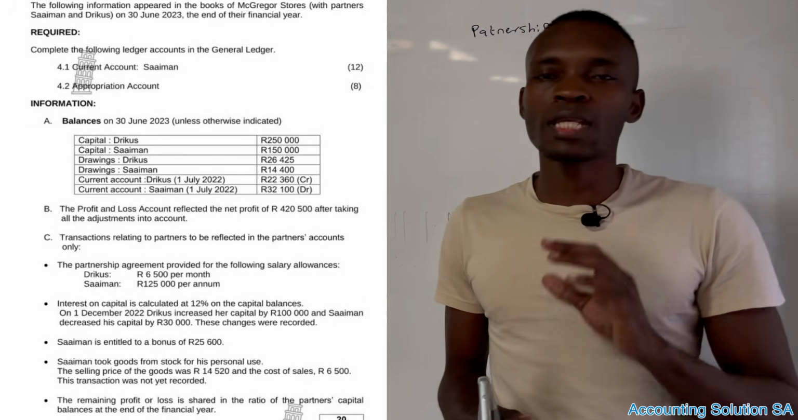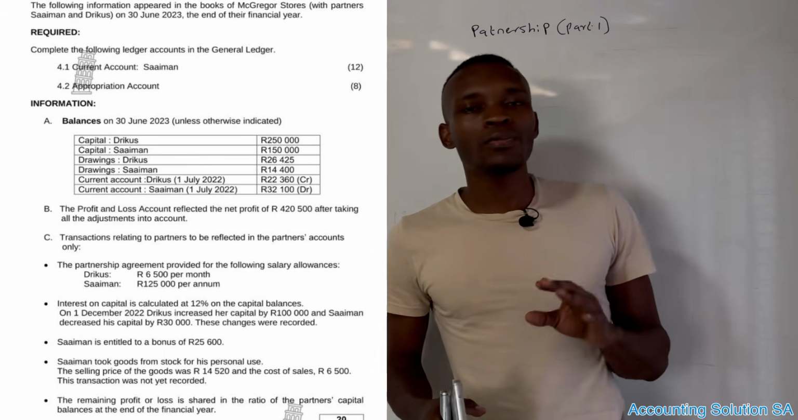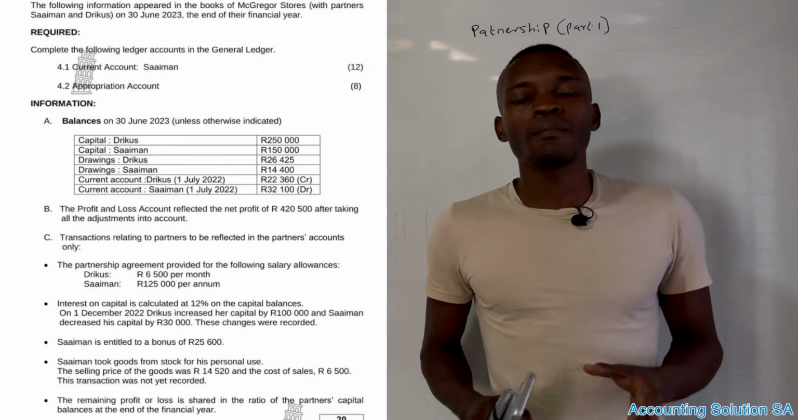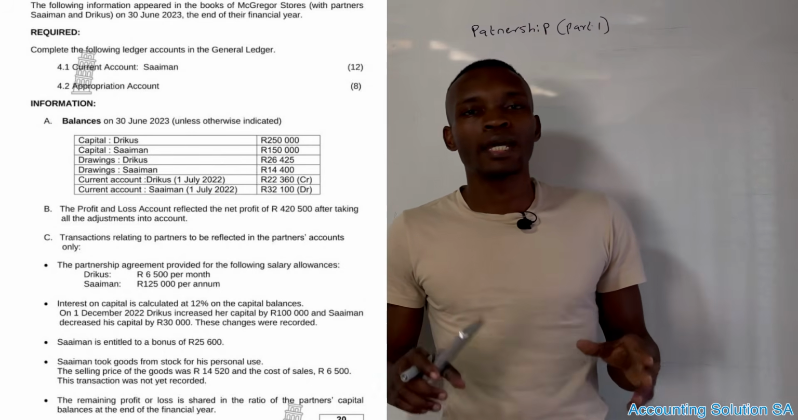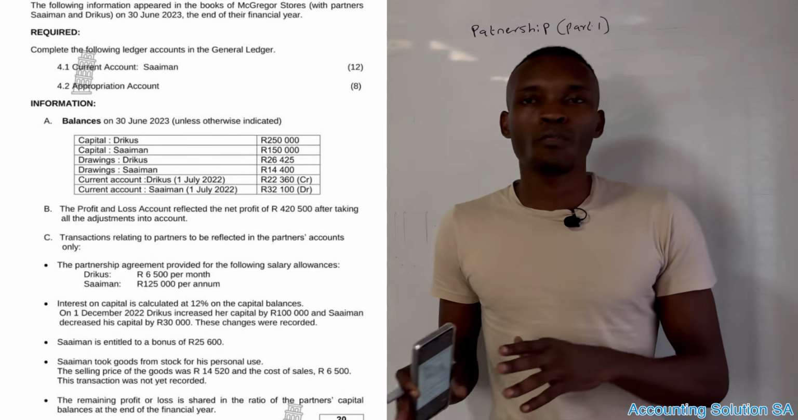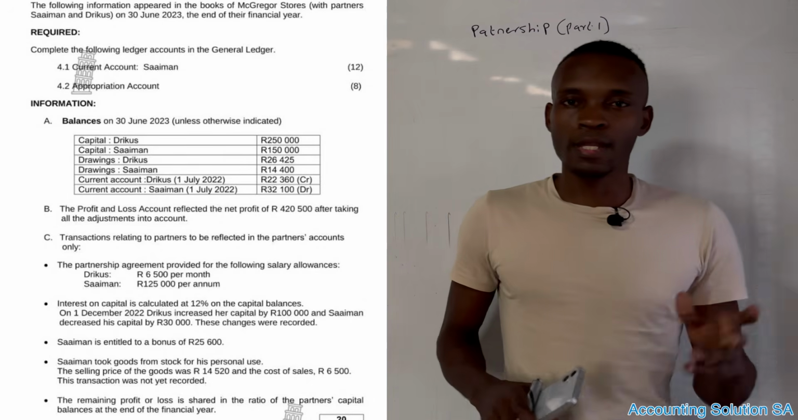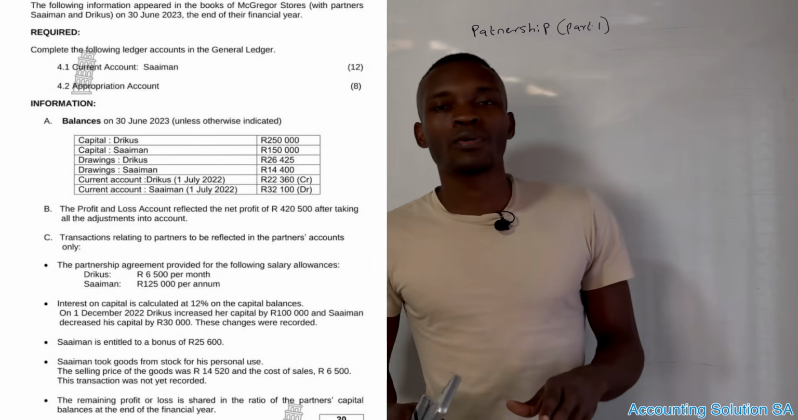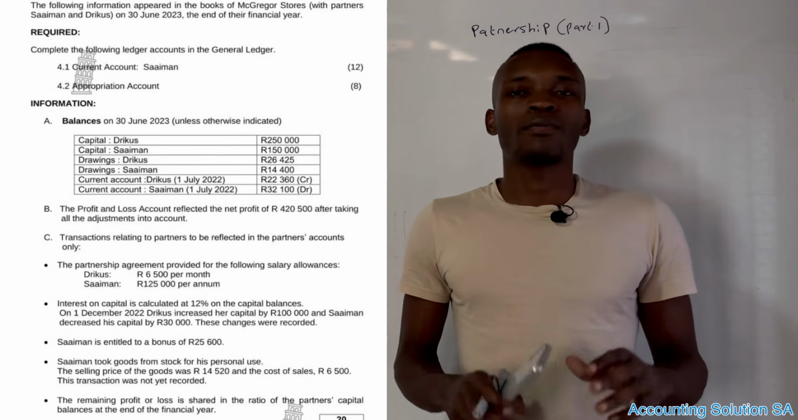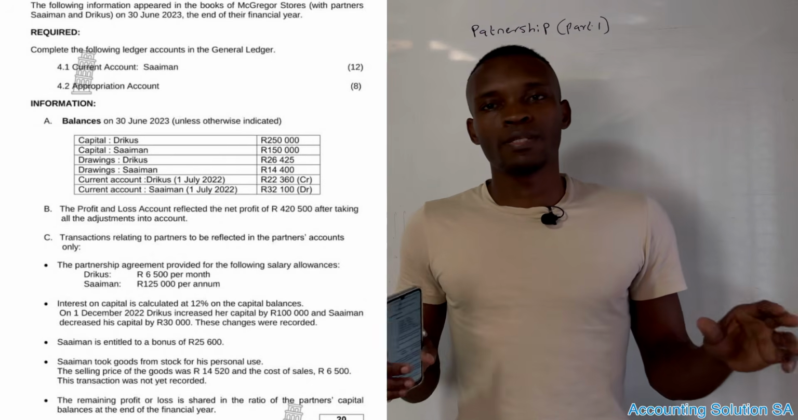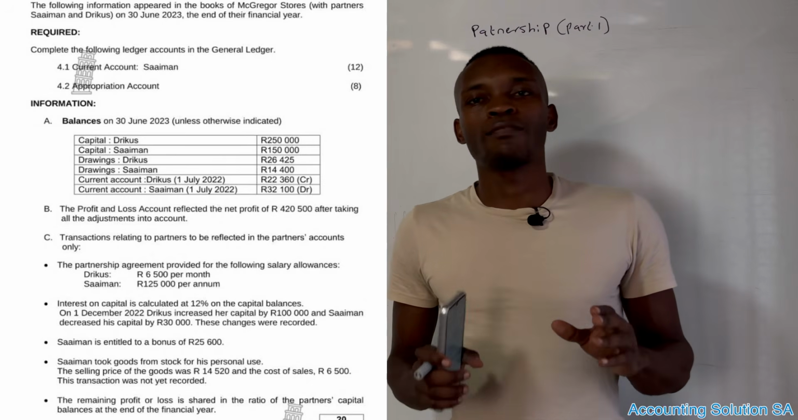Firstly, before we start with the question paper, guys, I want you to understand that when we talk about a partnership, we are talking about a business that is owned by 2 or more people. Remember, in grade 10 you covered what we call a sole trader. This year in grade 11 you're going to cover what we call a partnership, a business that does not have only one owner.